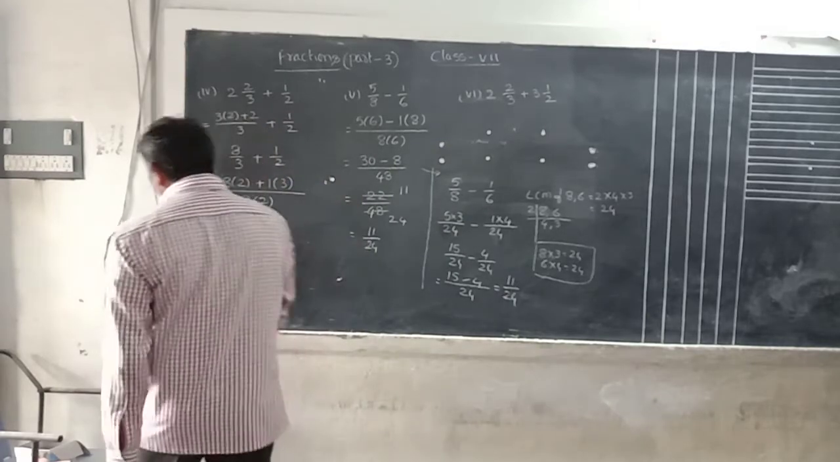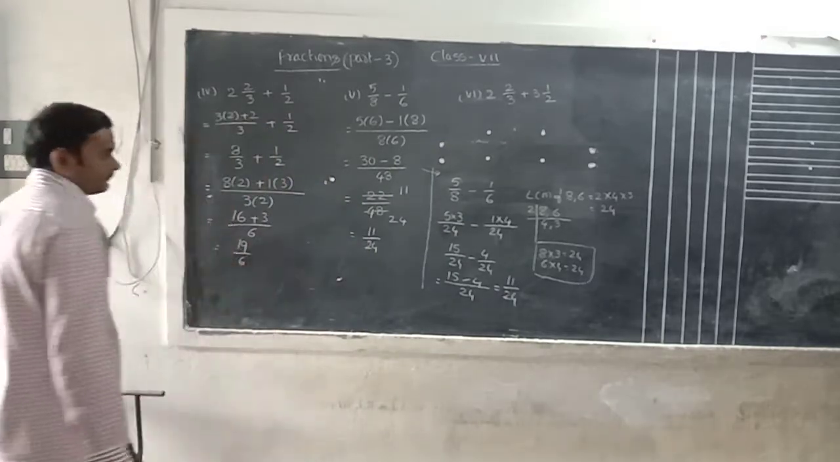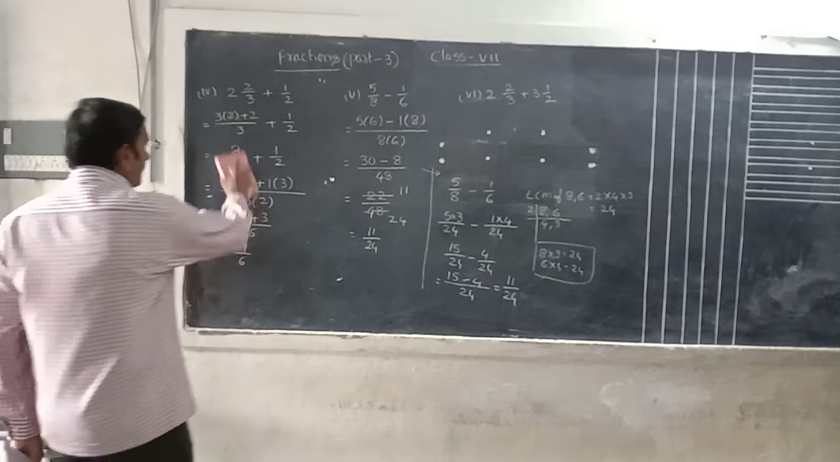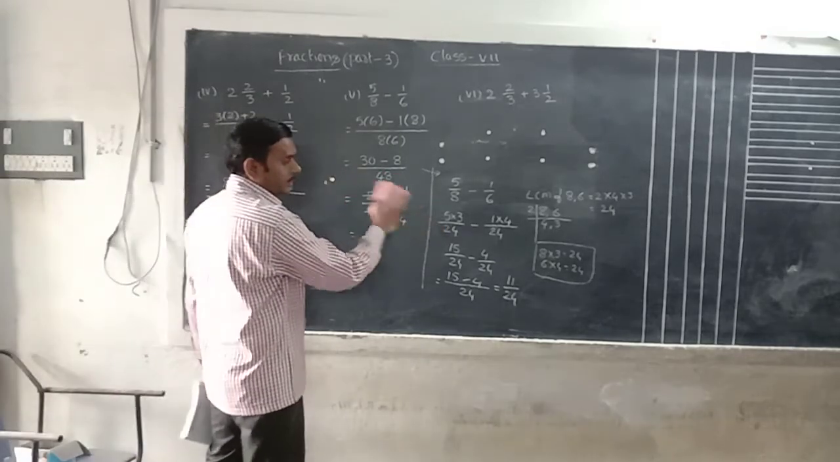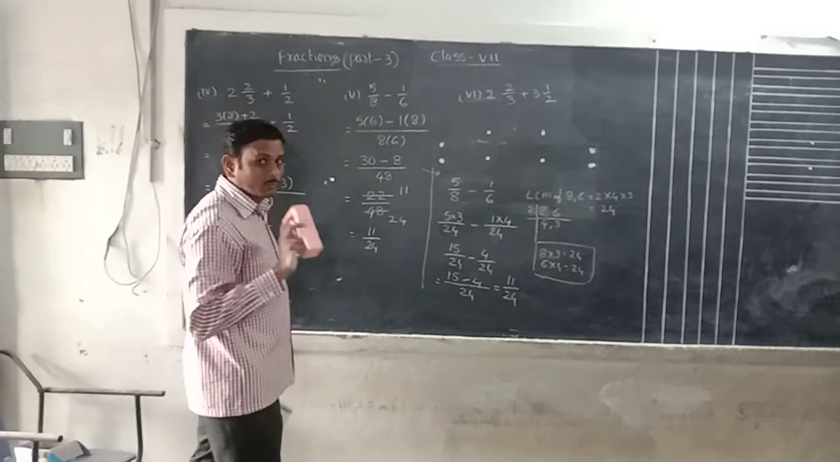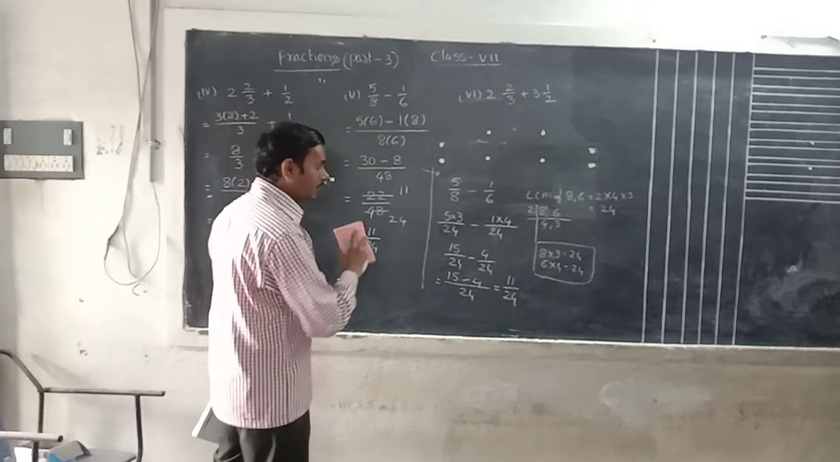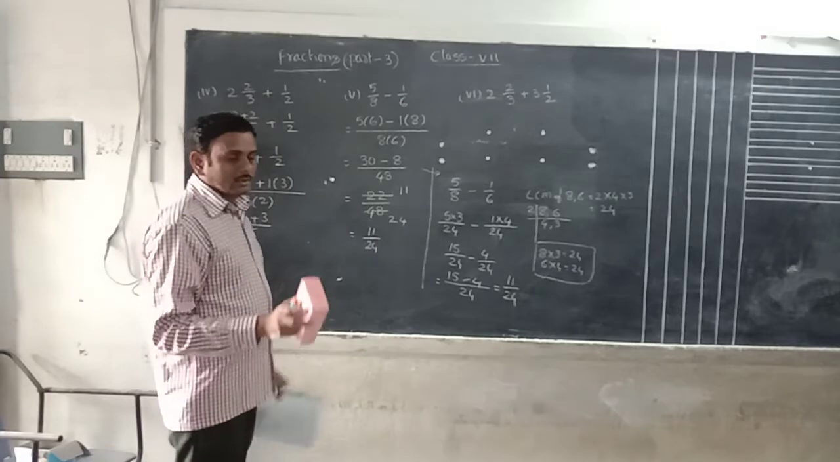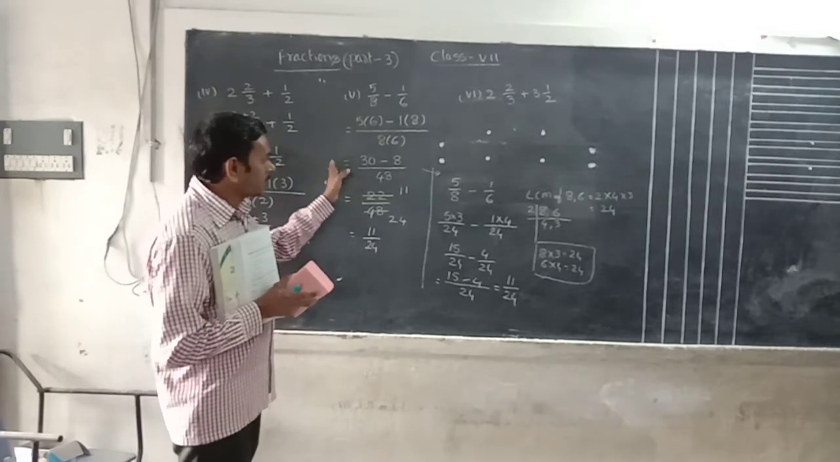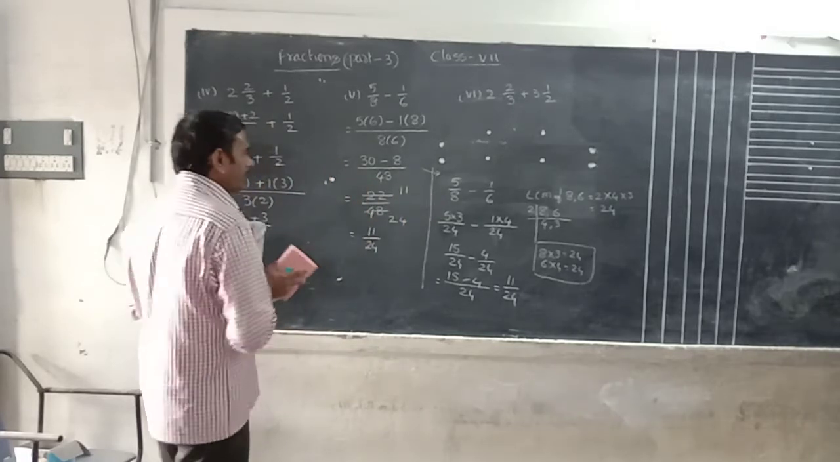We go for the sixth question. Okay, either this model or this model. Any one we can do, but don't do both models. We have to know both models, but in the examination we have to follow this model or this model. Any one of the models we have to follow.